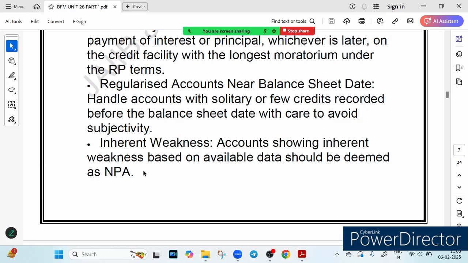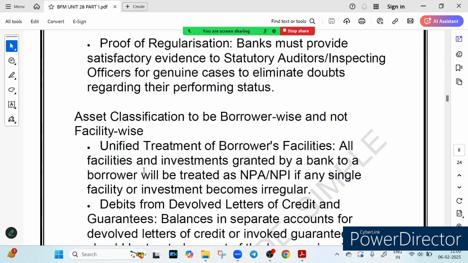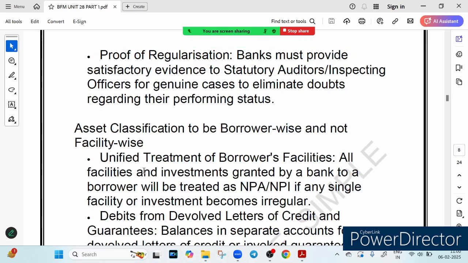This avoids any false hope and ensures that the bank doesn't get caught up in a temporary recovery. Now there is something called proof of regularization.